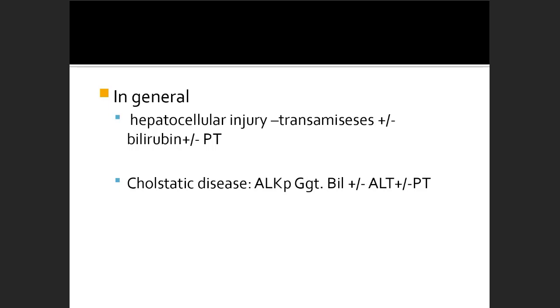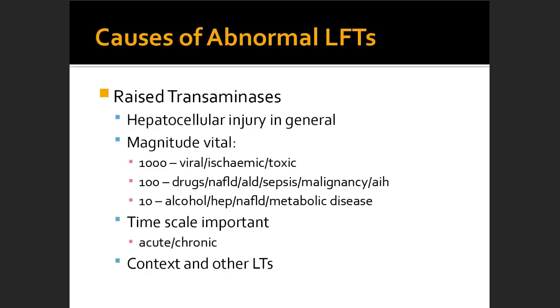So the textbooks will tell us these things, isn't it? That if you've got hepatocellular damage, for example, in viral hepatitis or in autoimmune hepatitis, then the transaminases and the bilirubin are raised. In cholestatic diseases, things like gallstones, pancreas cancer, primary biliary cholangiopathy, drug-induced cholestasis, then it's the alkaline phosphatase, the bilirubin. I've snuck in the gamma-GT there as well.